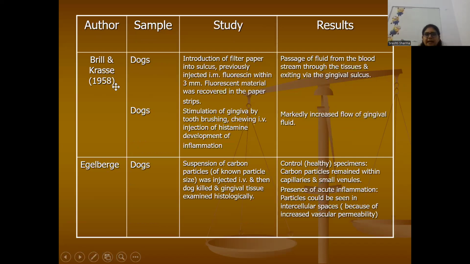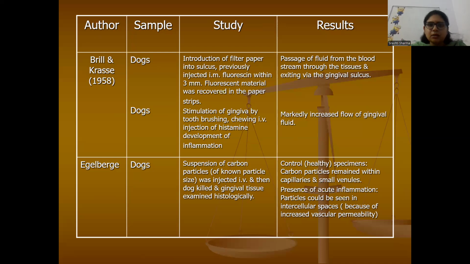The authors Brill and Krasse, in their experiment, used dogs as samples. They introduced filter paper into the dog's sulcus, after previously injecting fluorescein intravenously, within 3 minutes. Fluorescent material was recovered in the paper strips. What were the results? The passage of fluid from the bloodstream through the tissue, exiting by the gingival sulcus.